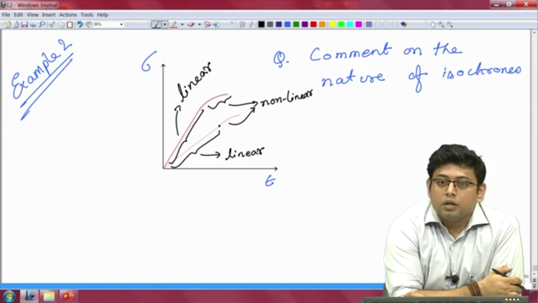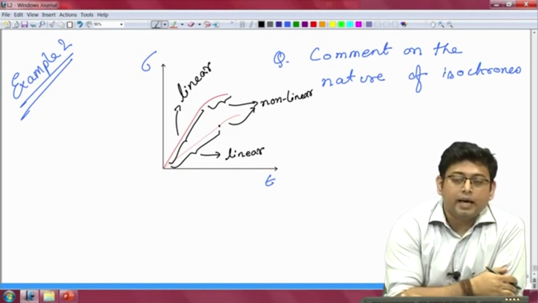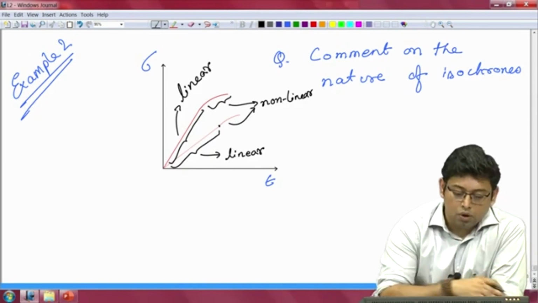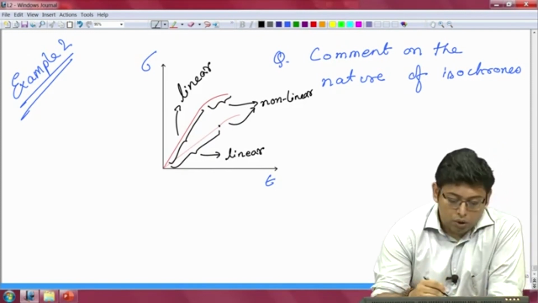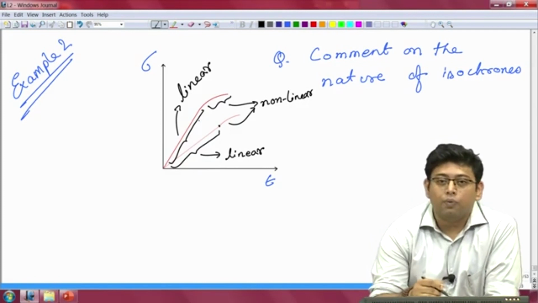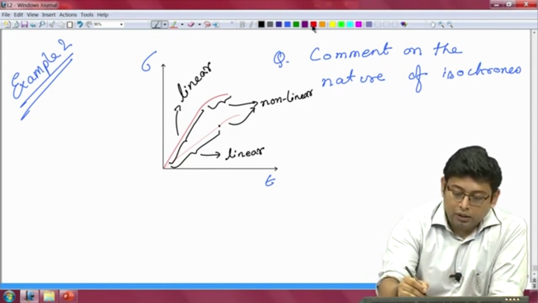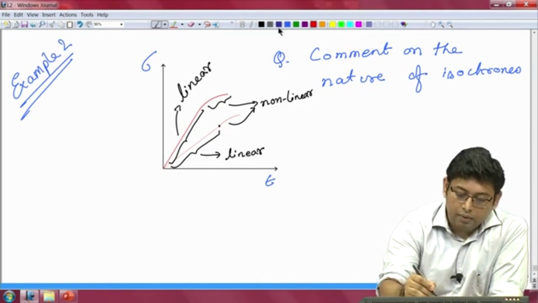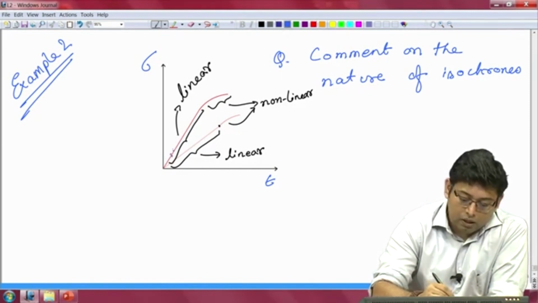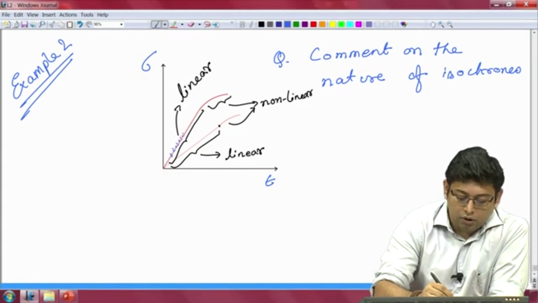Whether or not such simplifications are possible can usually only be evaluated after a successful experiment, and in this case you have a creep isochrone. So, you look at it and make a judgment call on whether a particular portion looks linear or not. Obviously, when you are doing it in the lab, there will be data points that you will have. Nobody is going to draw this line for you.